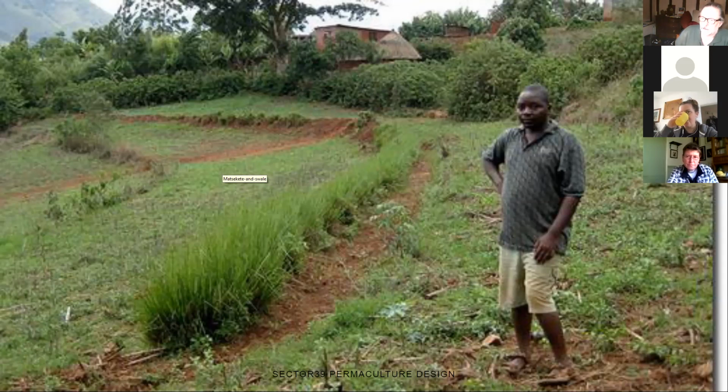So this has now become the biggest permaculture project in the world, Chikukwa. I think there's now 45,000 families involved in this. It's spread out over a huge district.